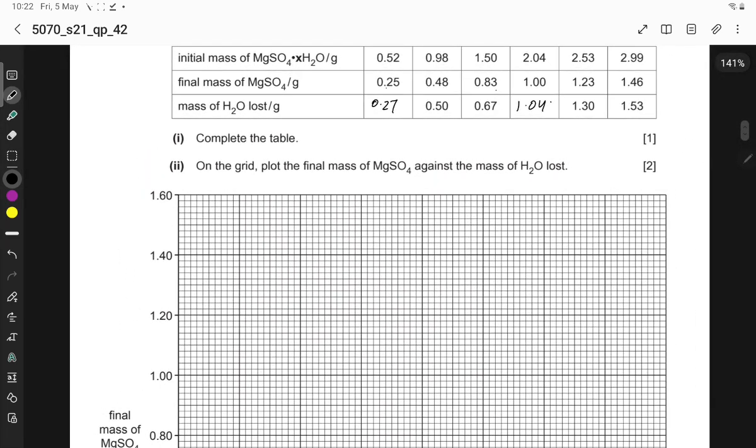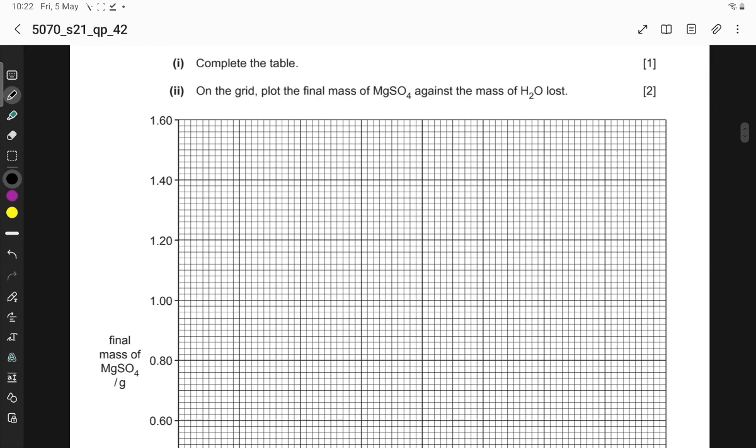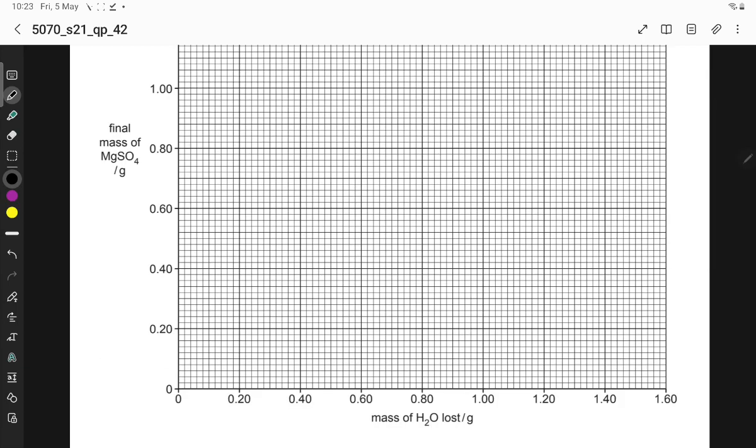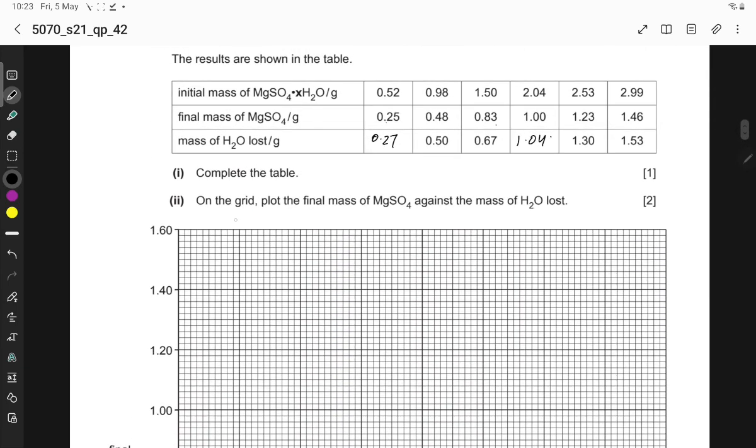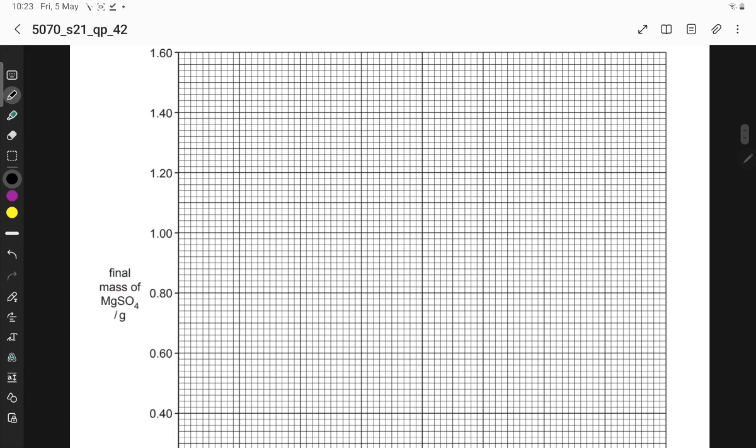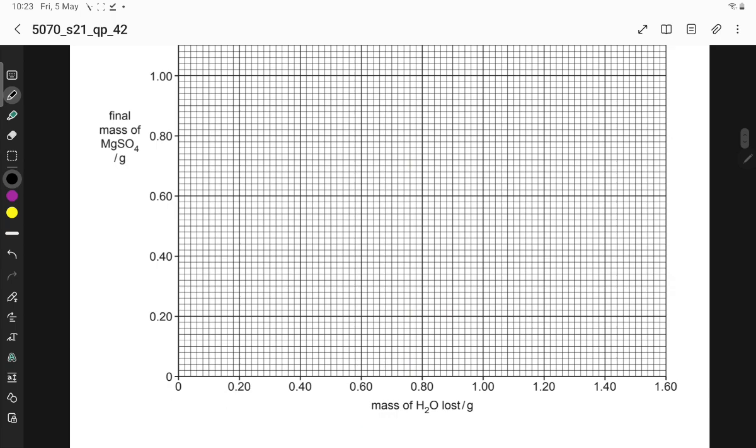Plot the final mass of magnesium sulfate against the mass of water lost. This is the mass of water lost and this is the final mass of magnesium sulfate. On the y-axis, final mass of magnesium sulfate, and along the x-axis, mass of water lost.